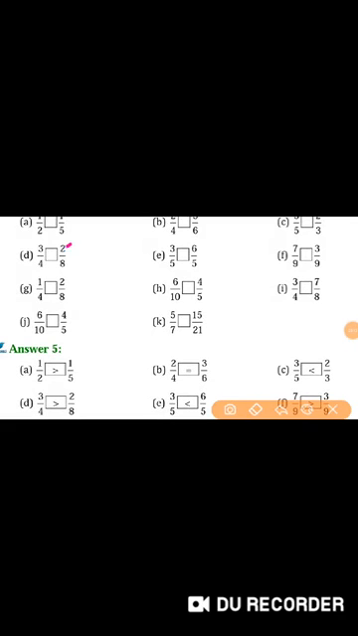See, 2 ones are 2, 4s are... If the denominator is the same, so less than we can write. Sorry, greater than we can write, because 3 is greater. Then here, same denominators you can write. Here also you have to simplify. 2 ones are 2, 4s are... so equal. So here 2 3s are, 2 5s are... so same denominator. So it is less than.